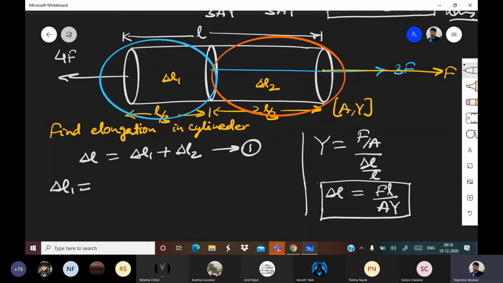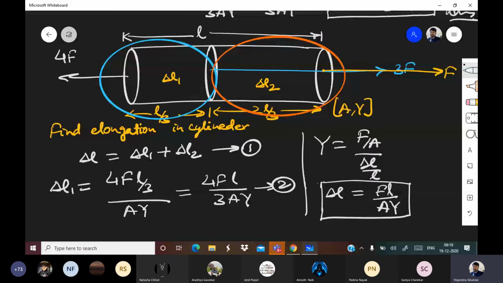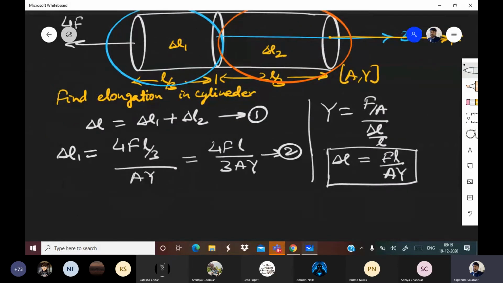I am writing directly. Delta L1 is equal to, now if you see for that part, the total force is 3F plus 1, 4F, sorry. So 4F into L, and L is L by 3, upon AY. So that becomes 4FL upon 3AY. This is equation number 2 for today.